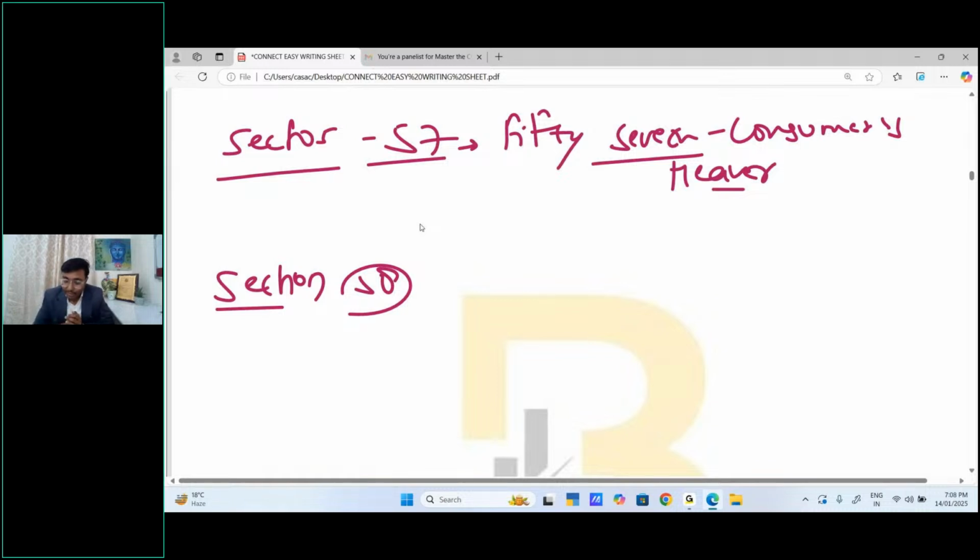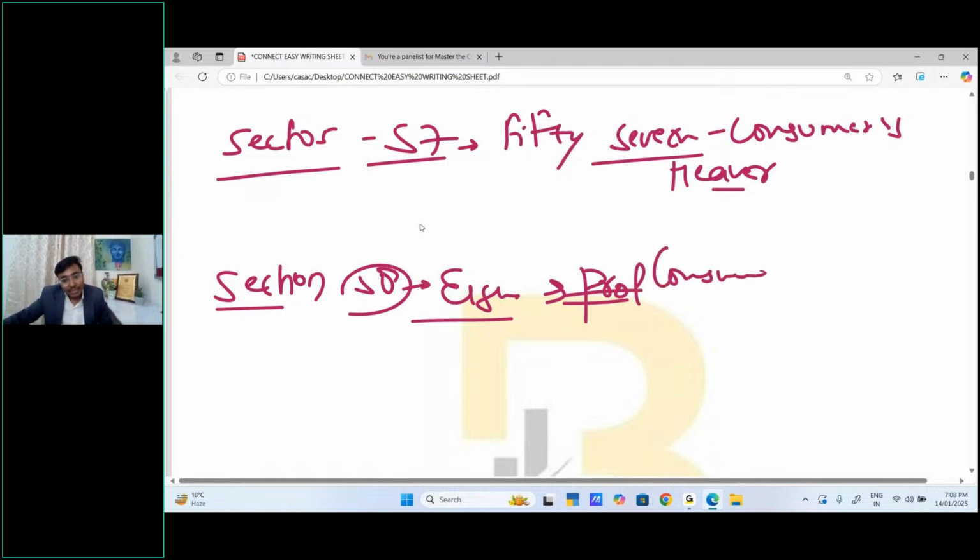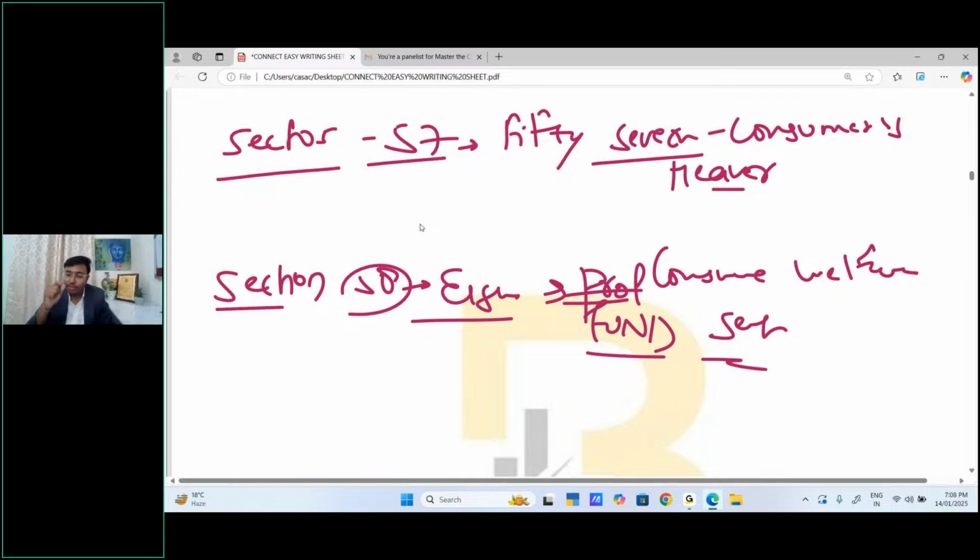So this section is related to the consumer welfare fund, and section 58 is going to provide the complete procedure that how the amount is to be transferred to consumer welfare fund, how from there it goes to the investor protection fund, or how it goes to the taxpayer's account. So section 58 procedure set, or you can say consumer welfare fund set, but practically no relevance. Section 57 consumers heaven, section 58 consumer welfare fund set.